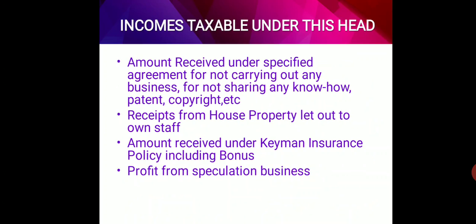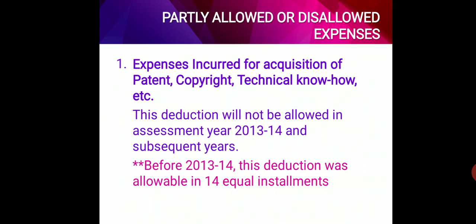Receipts from house property lent out to own staff. If the assessee is receiving any amount from the own staff for letting out the house property, this will be considered as income under the head business and profession, and it will not be considered as income from house property. Any amount received under keyman insurance policy will also be income taxable under this head, and profit from speculation business is also income from business and profession. This completes our list of incomes allowable.